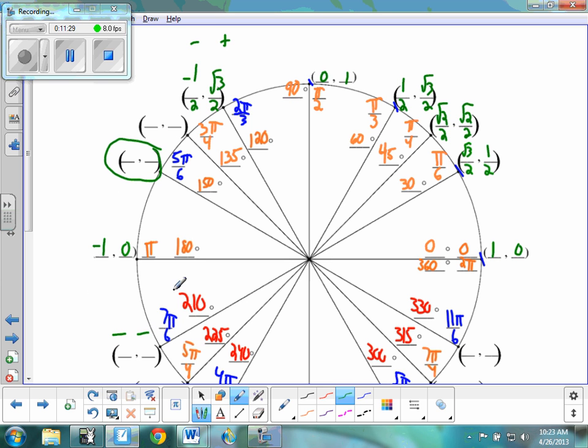This one, okay. So its reference angle is this one, I got that, right? That's the reference angle. That's what I said. I'm talking about when root 2 over 2. Negative. Negative root 2 over 2.